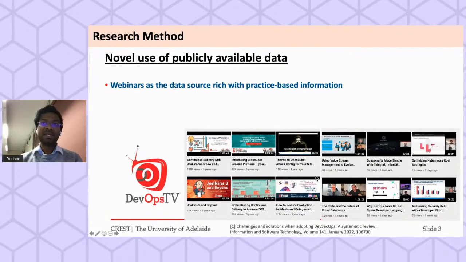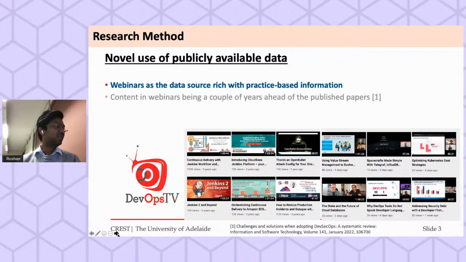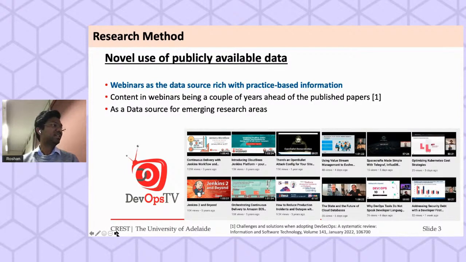Now I'll explain the method that we have used in our study. In our study, we report a novel use of webinars as a data source, which is a data source rich with practice-based information. Our previous studies in this domain, including a literature review done recently, made it evident that the content published in the papers in this area is a few years behind compared with what is actually available in the industry. And also, as an emerging area, we found that there was a limited amount of academic research papers available.